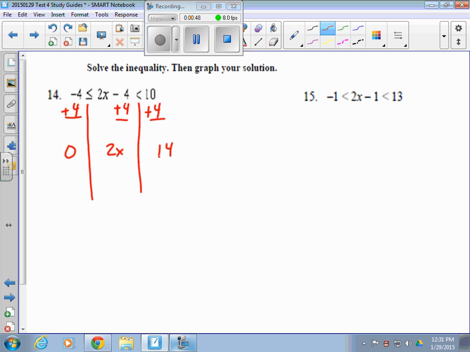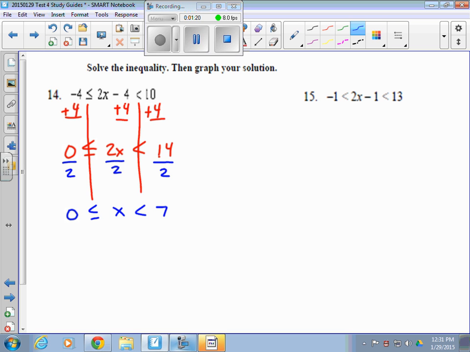No reason to reverse the symbols. All we did was add something. So the first one's going to stay as less than or equal to, and the last one's going to stay as less than. Undo 2 times something by dividing by 2. Again, if you do it to the middle, do it to the left, and do it to the right. 0 divided by anything is 0. That's going to cancel out and leave you with x. 14 divided by 2 is 7. Again, no reason to reverse the symbols because all we divided by was a positive number. Less than or equal to stays like that. Less than stays like that.